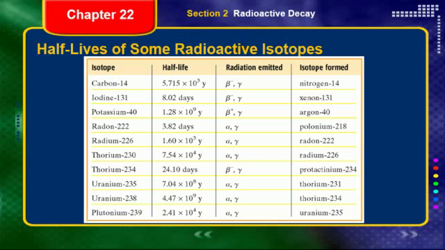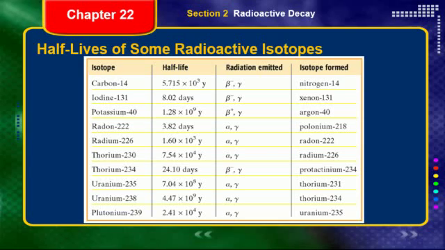Notice the massive variation in these half-lives. We have over here 7.04 times 10 to the 8th years, or in the millions of years. But then we have 3.82 days for radon-222. These half-lives vary radically. But notice each time one of these isotopes decays, it turns into some other element. Carbon-14 becomes nitrogen-14. Iodine-131 becomes xenon-131. Potassium-40 becomes argon-40.